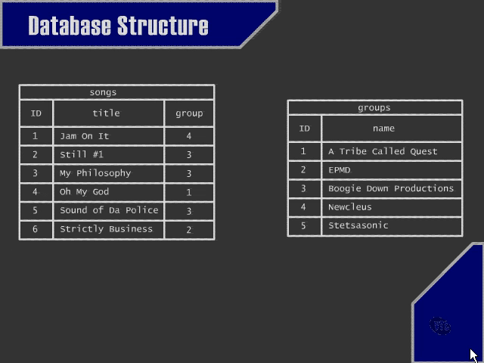Let's get these to the same size, and you'll notice that the numbers within the group column match up to the numbers in the ID column of the groups table. This is a way of forming a relationship between the songs table and the groups table. This allows us to avoid storing information more than once.